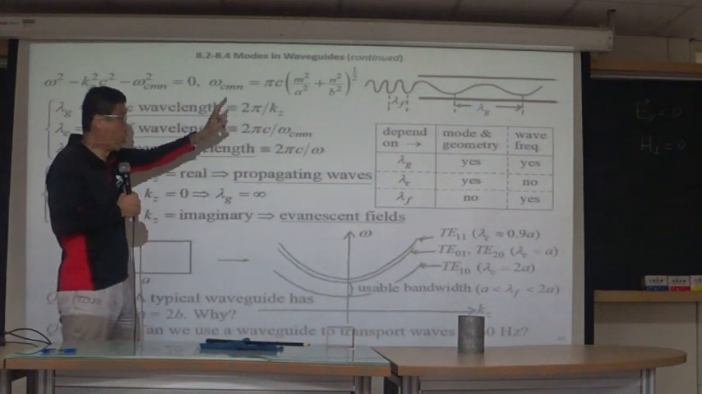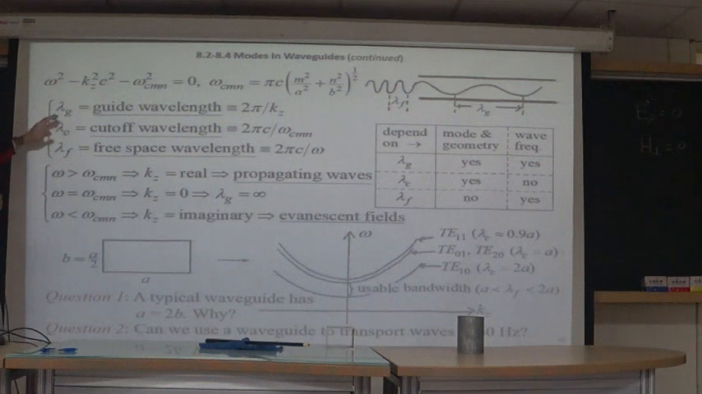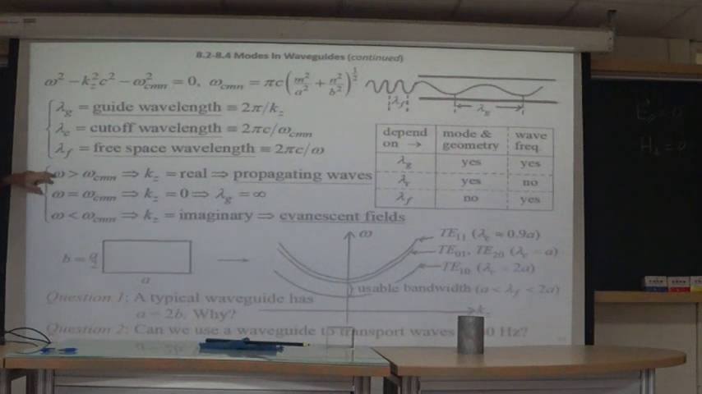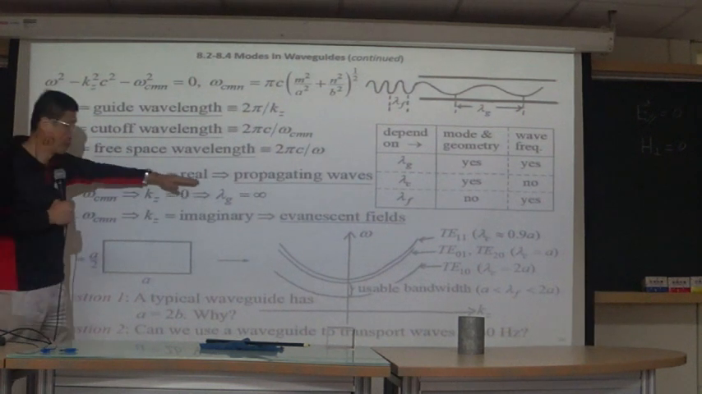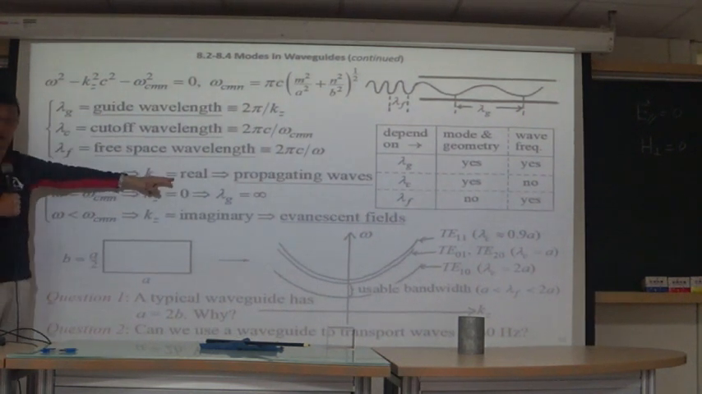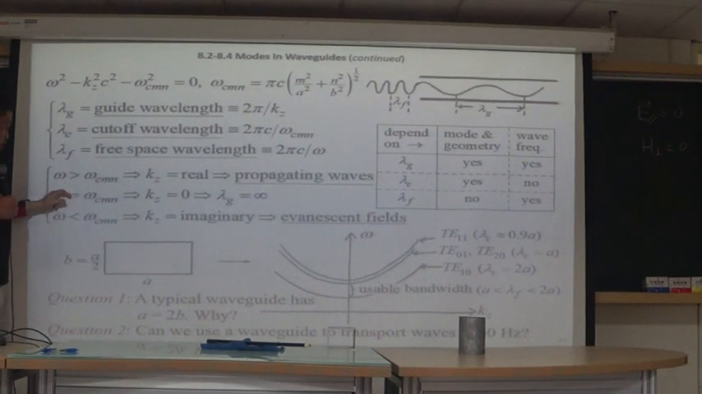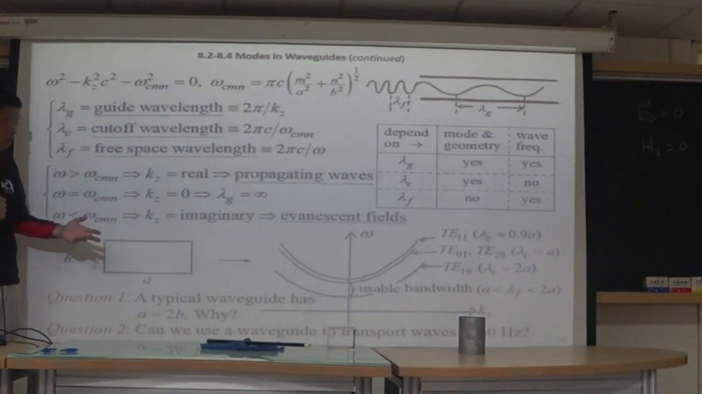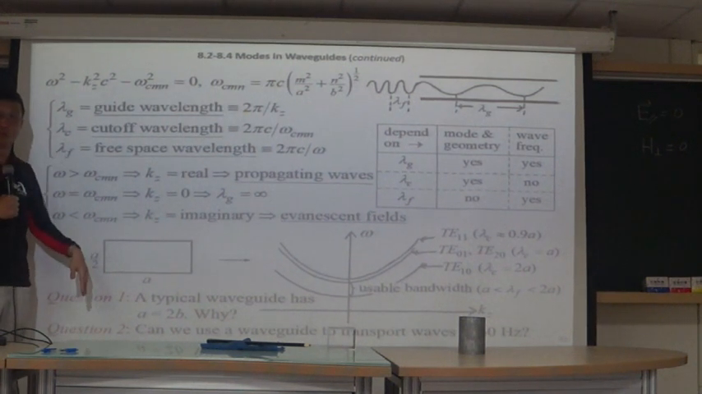For frequency or angular frequency, they differ by 2 pi. Okay? Wavelength is okay, no ambiguity. But here is frequency. If the frequency is greater than the cutoff frequency, then the wave can propagate because kz will be real. However, if omega equals this one, then kz will be 0. The wave cannot propagate.